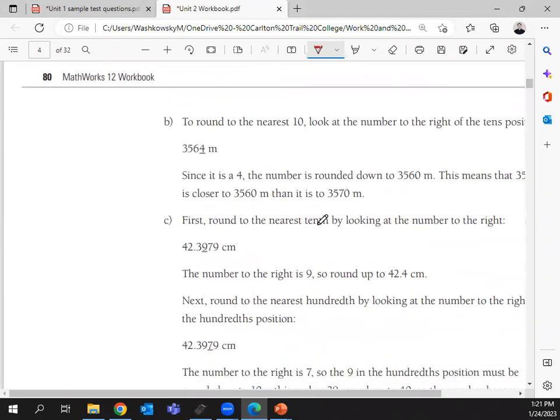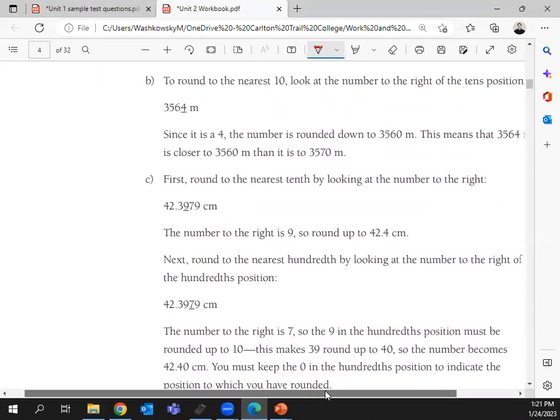Yes, to page 80. So we're going on down to page 80 here.